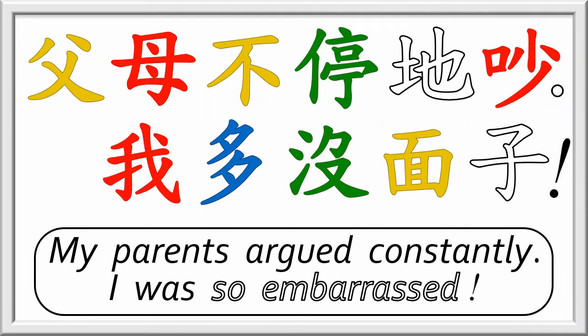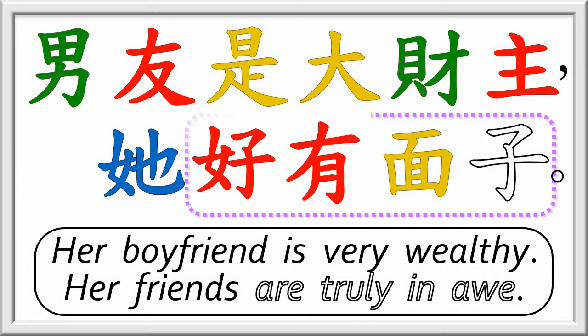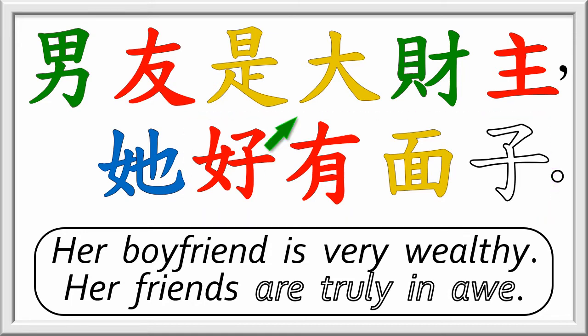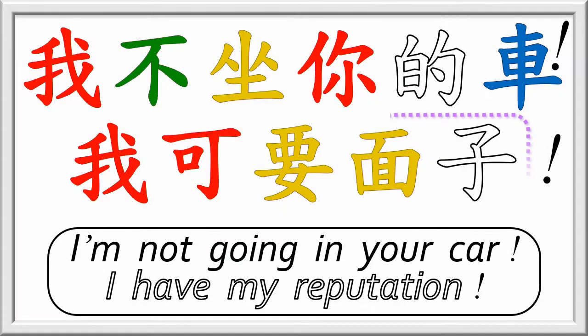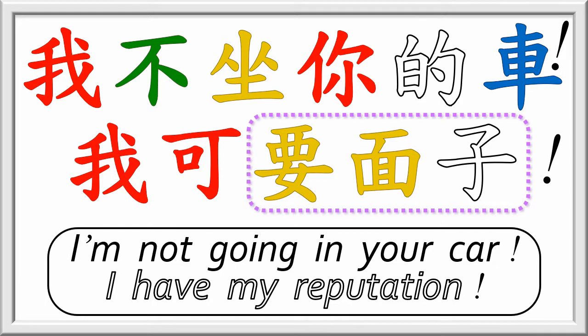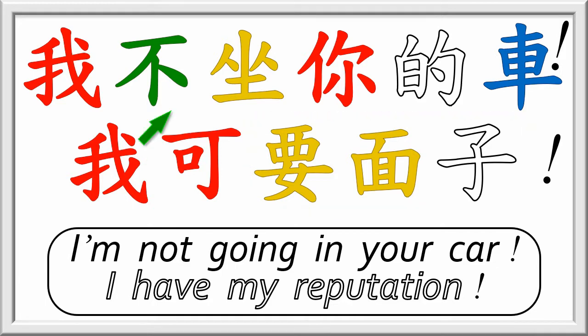父母不停地吵，我多没面子。My parents argued constantly. I was so embarrassed. 男友是大财主，他好有面子。Her boyfriend is very wealthy. Her friends are in awe. 我不坐你的车，我可要面子。 I'm not going in your car. I have my reputation to consider. This, of course, is a joke implying that your friend's car is not classy enough.